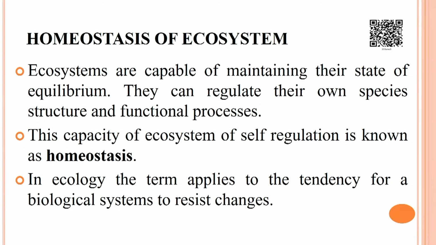Now we come to the next section of this discussion, that is homeostasis. We know ecosystems are capable of maintaining their state of equilibrium. They can regulate their own species, structure and functional processes. This capacity of ecosystems for self-regulation is known as homeostasis. In ecology, the term applies to the tendency for a biological system to resist changes.